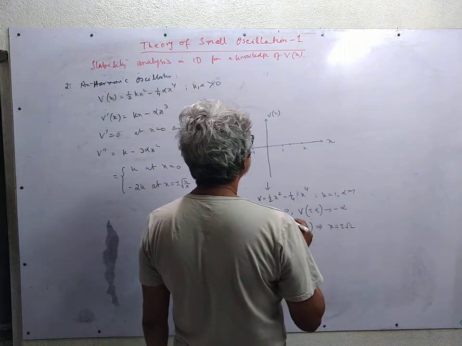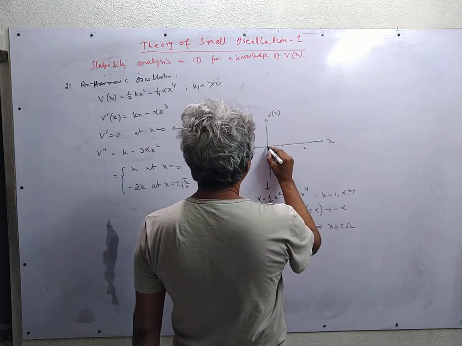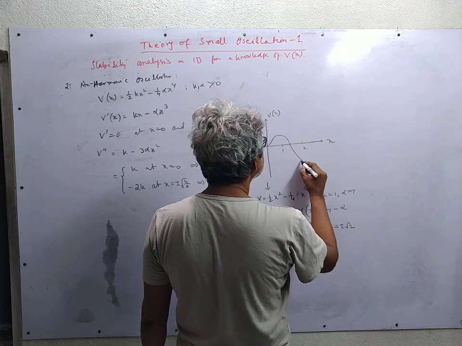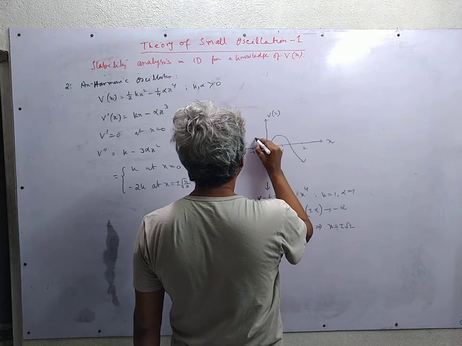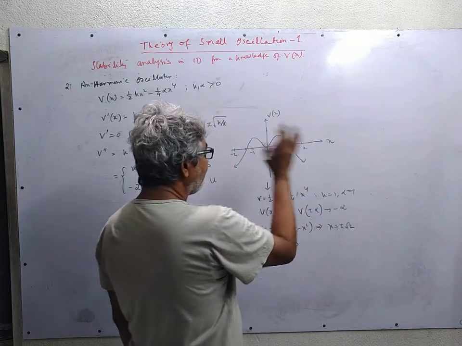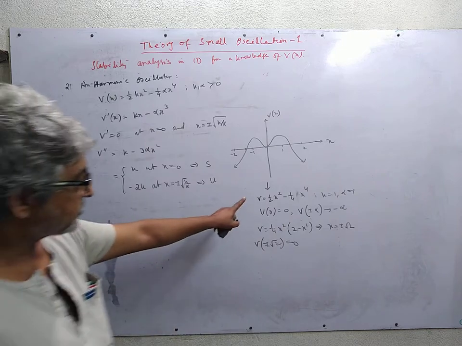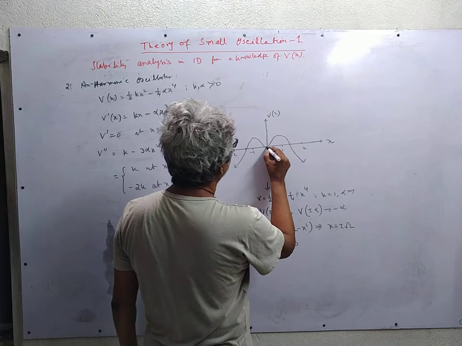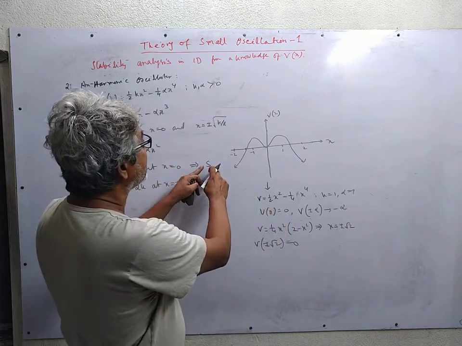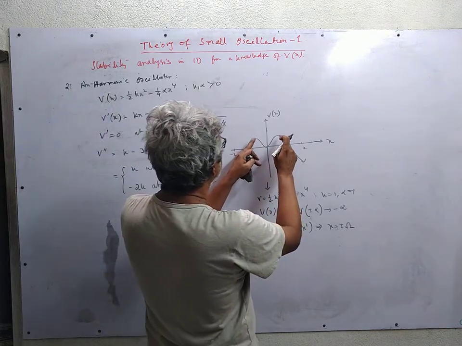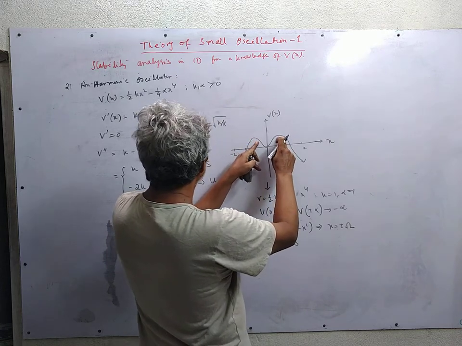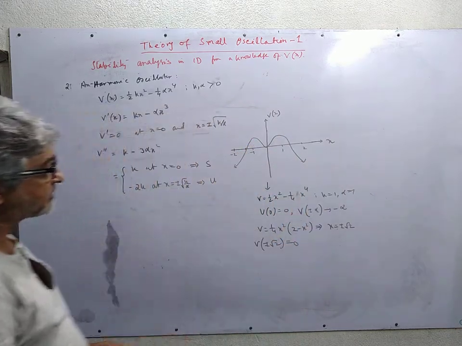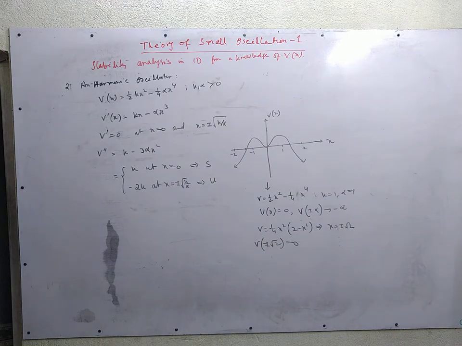So the graph of the function is like this. If we plot the graph of this function, the plot is this. So we see that it is a minimum point, which corresponds to a stable equilibrium, and these 2 points are maxima. So this is the stability analysis of an anharmonic oscillator.